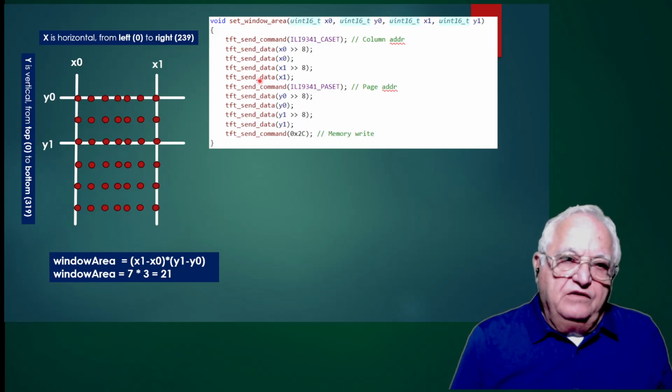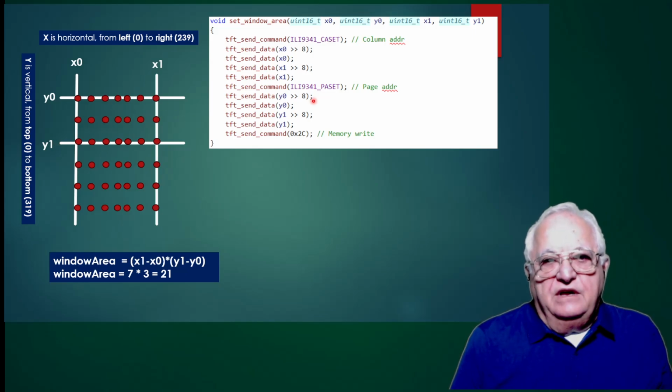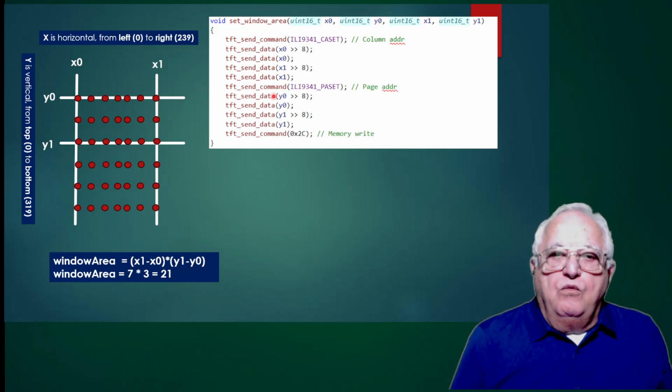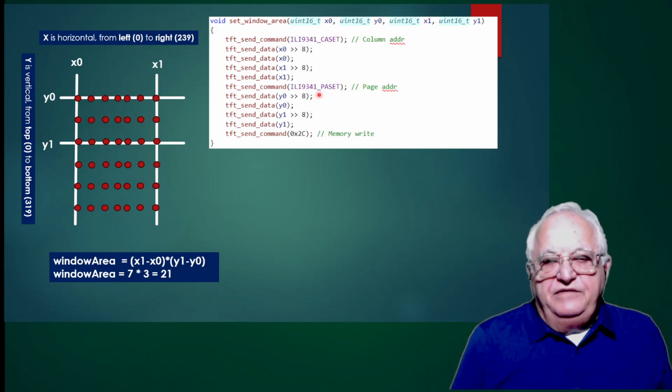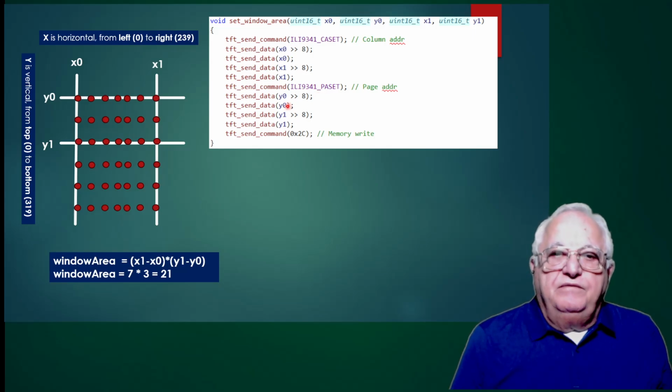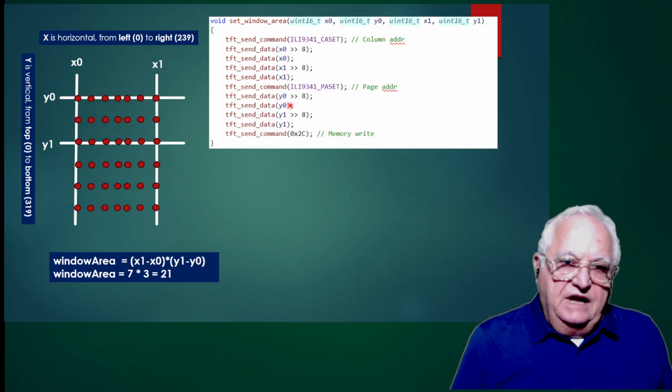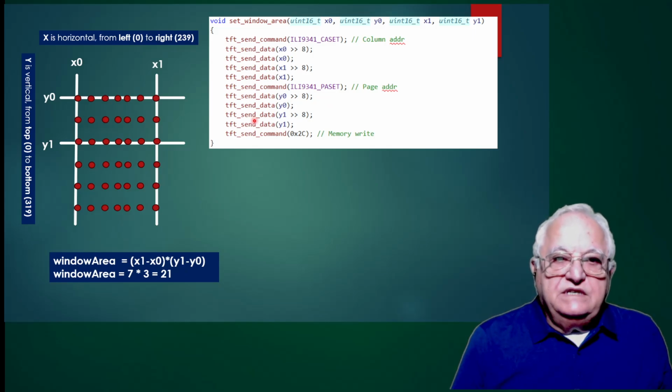So that takes care of my x0 and x1. Now I have to do the y0 and y1 to be able to define the whole area. So the command is pass it. So I send y0, the 8 most significant bits, followed by the least significant 8 bits, and then I do the same thing for y1.